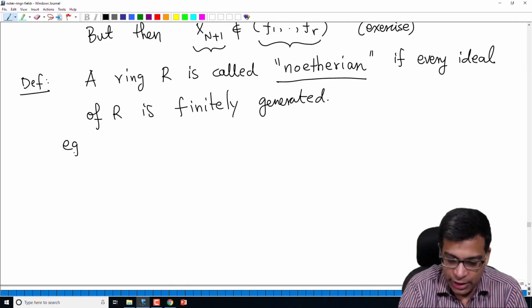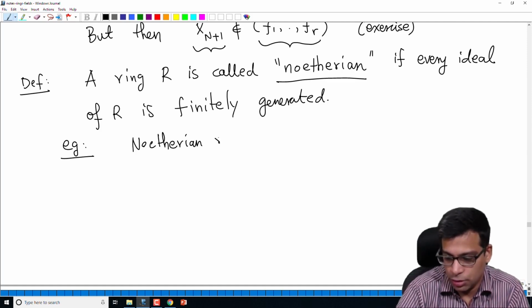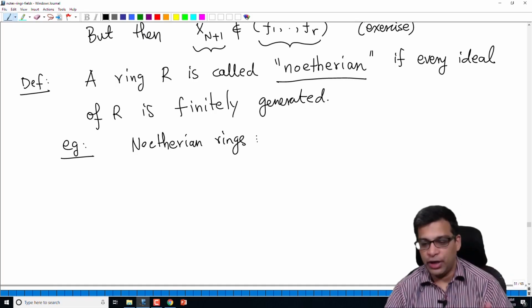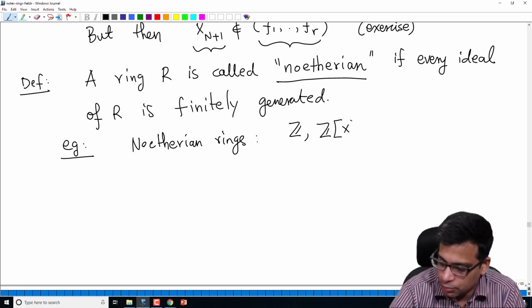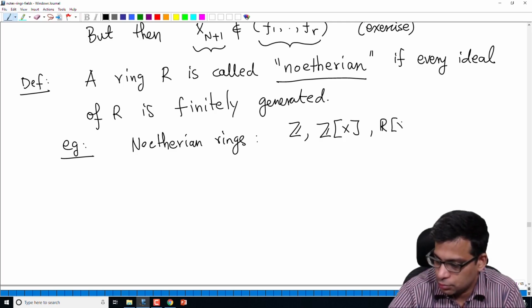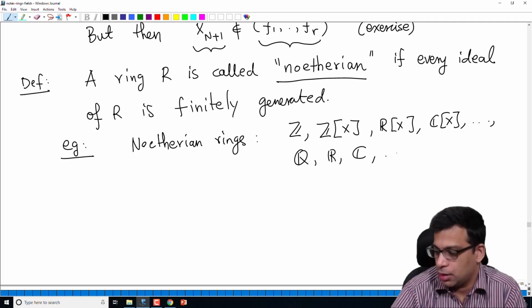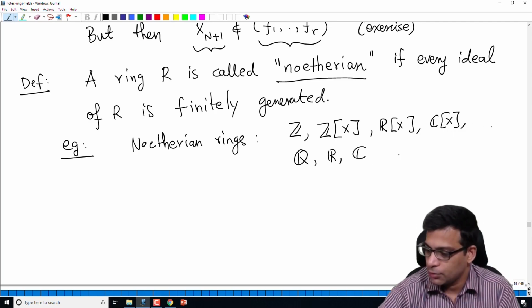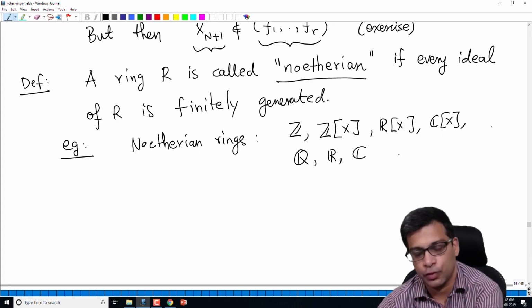Okay, so quickly let me give some examples. What are Noetherian rings? Examples of Noetherian rings. Almost every ring that we have considered so far is Noetherian. Sometimes in some cases it is trivial to check this. Of course, Q, R, C are also Noetherian, because Q, R, C are fields. So there are only two ideals, the unit ideal and the zero ideal, which are of course finitely generated.